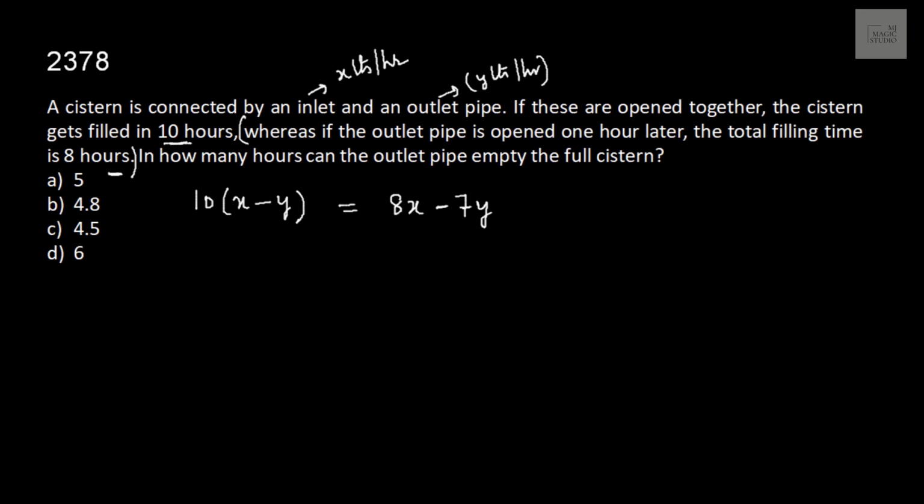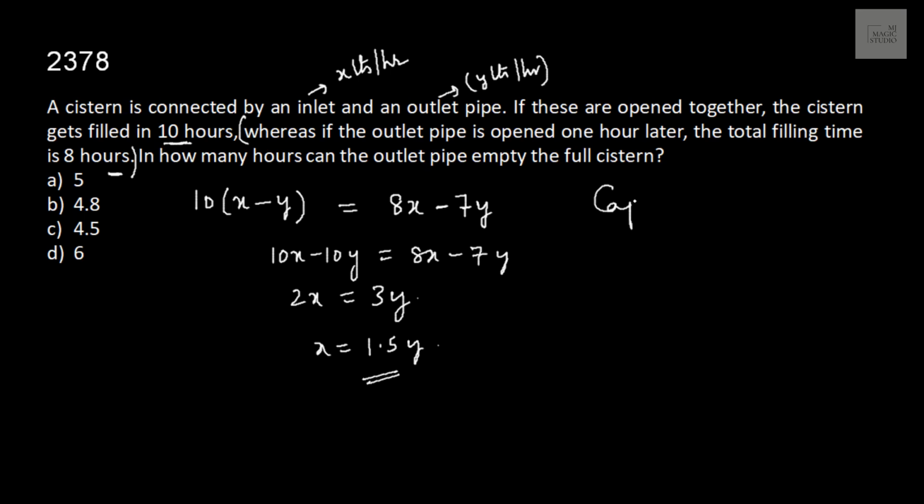Now, if we equate this, 10X minus 10Y equals 8X minus 7Y. That means 2X equals 3Y, so X equals 1.5Y. Fine. Then in how many hours can the outlay pipe empty the full cistern? X equals 1.5Y, so the capacity is 10 into (1.5Y minus Y), that is 5Y. Capacity of the container is 5Y.